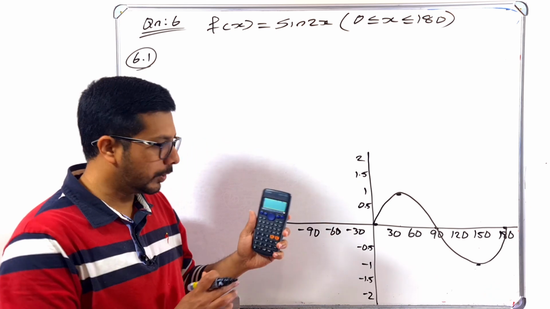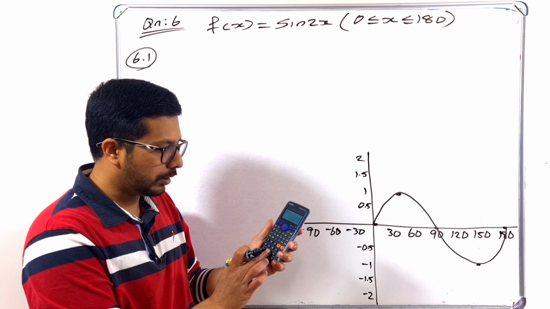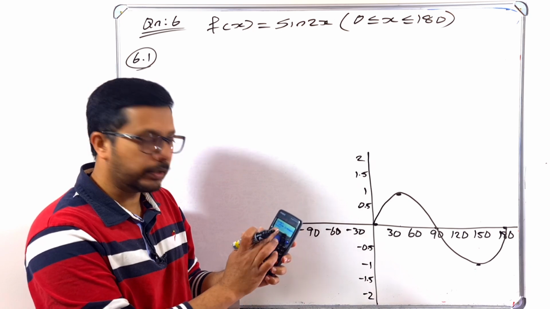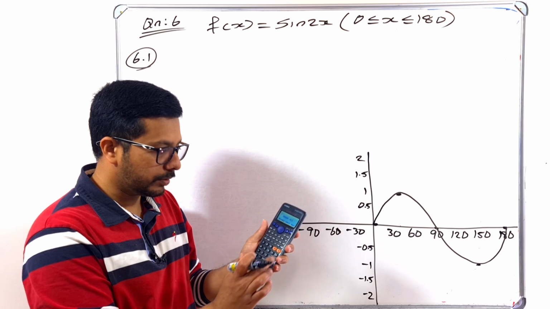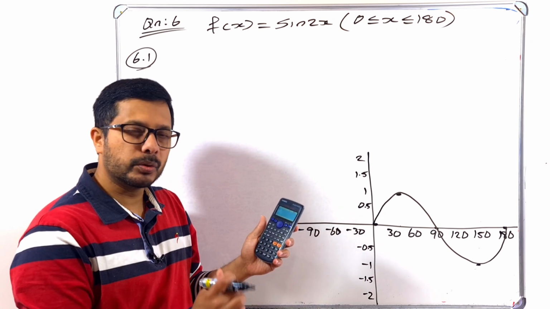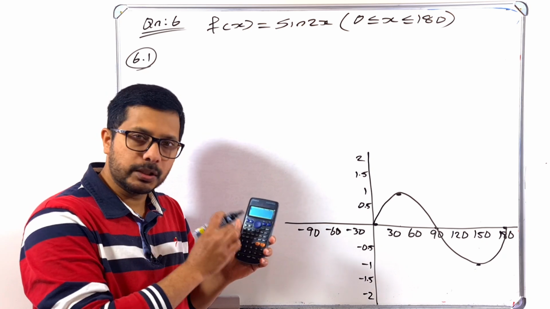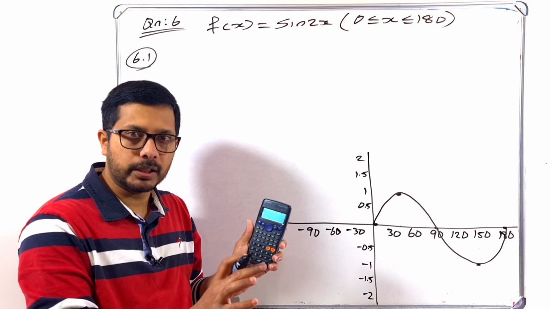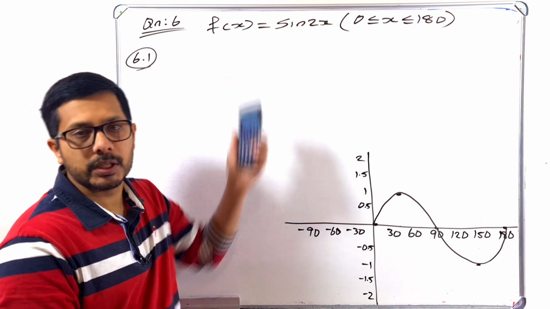How can you clear the memory? Shift 9, then 3, All, that means 3, then equals, AC. Those who don't know this, just rewind this video and watch again what I explained. Okay, now we have to type this equation.